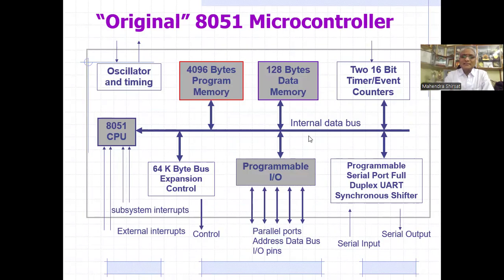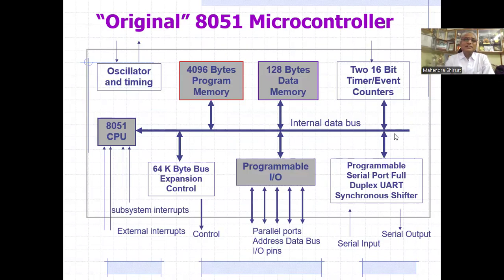Now this is a more detailed version of the 8051 microcontroller block diagram. I call it the original 8051 microcontroller. Why? Because here more detailed blocks have been shown. You can see here again the 8051 CPU. This is the 64 kilobyte bus expansion control, because whenever we will be expanding the bus, we need that provision as well. So this is also there.